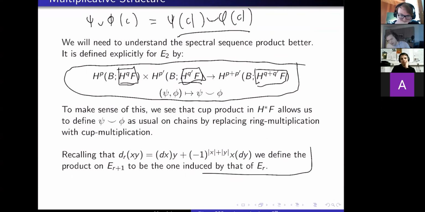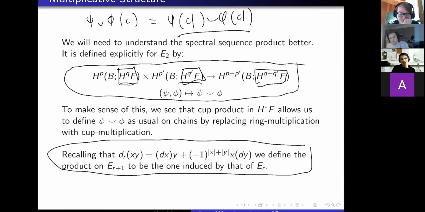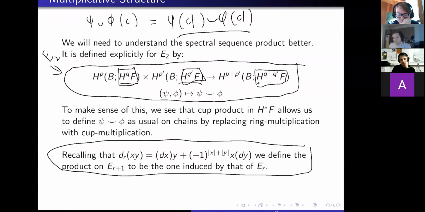Okay, and then we have the product on the E2 page, because remember, this is just E2. Well, we have this sign derivation convention. It turns out that this means exactly that the product on page r induces a product on page r+1. So in fact, we've figured out all the products. And so this is a multiplicative spectral sequence.